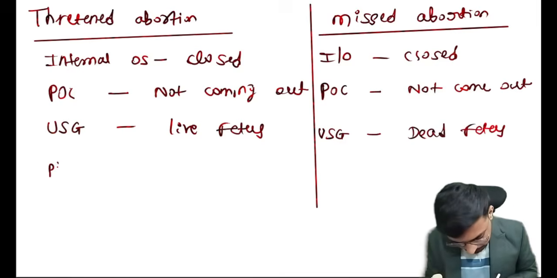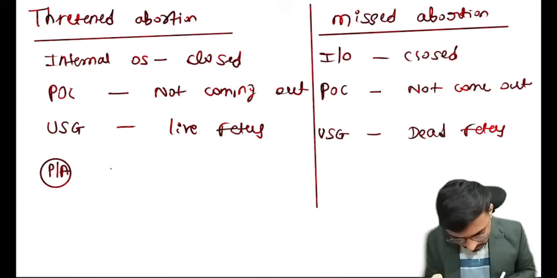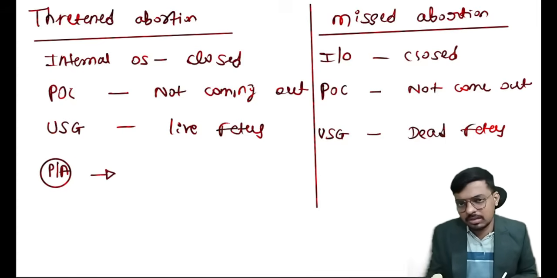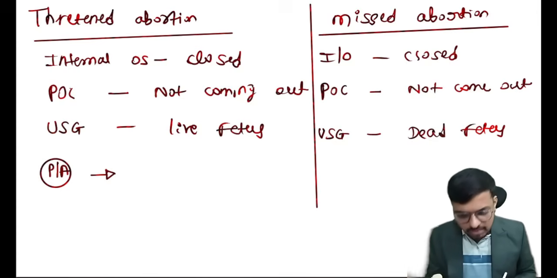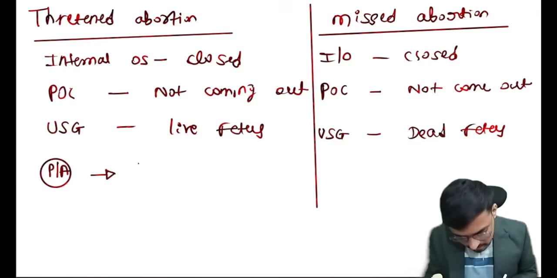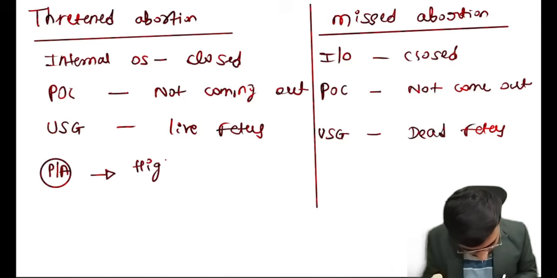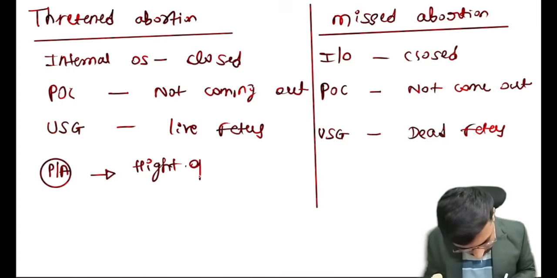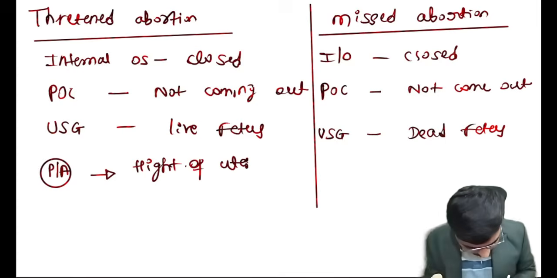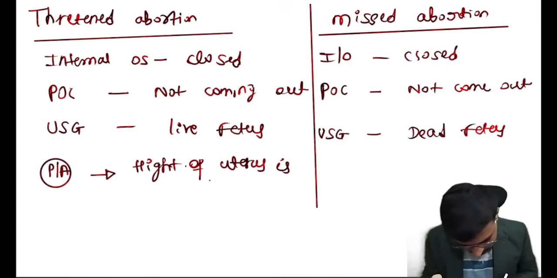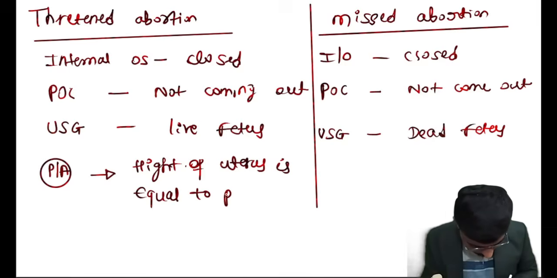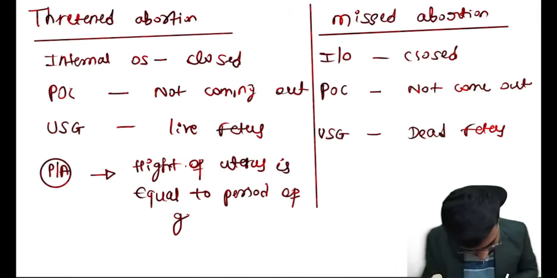When we do the per abdominal examination, the height of the uterus is equal to the period of gestation. Why? Because in the threatened abortion the baby is alive, which means there is normal growth. So the height of the uterus is equal to the period of gestation. Very important thing, keep it in mind.